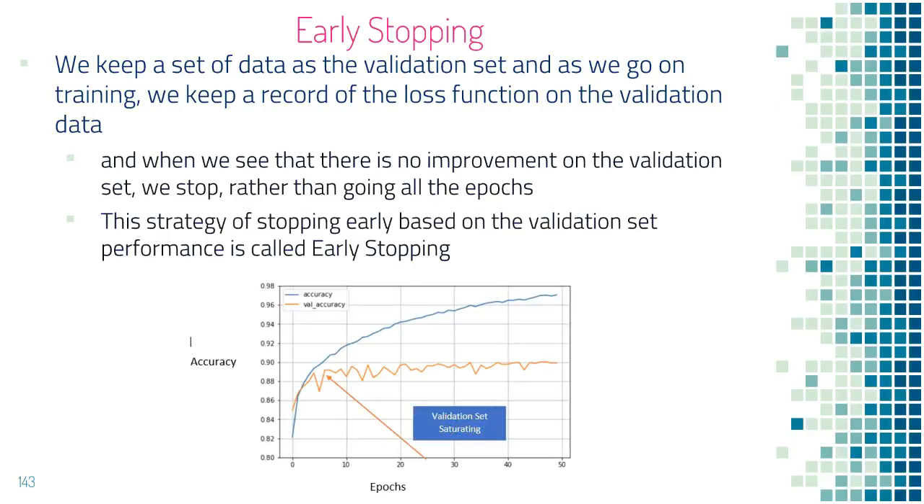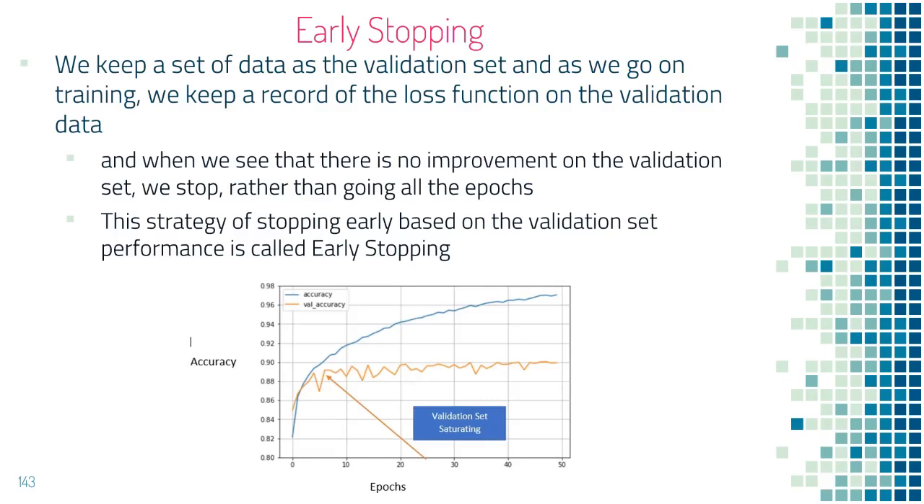And the last and final way of avoiding overfitting, as far as the syllabus is concerned, is early stopping. So we keep a set of data as a validation set, and as we go on training, we keep a record of the loss function on the validation data. As you all know, the original data set will be split into training, test, and validation sets. As you train, you also keep an eye on the validation set. You record the validation errors and draw a plot for that.